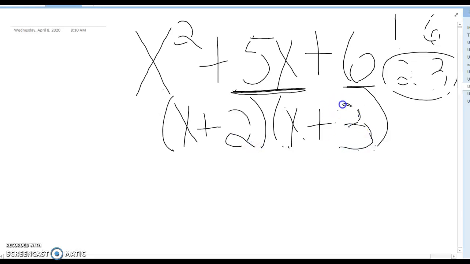And so the factored form of this quadratic equation is the quantity x plus 2 times the quantity x plus 3. Again, if I'm very conscientious, I would go ahead and check this by using FOIL, which would give me x squared plus 3x plus 2x, which equals 5x, plus 6. So I know I factored it completely.